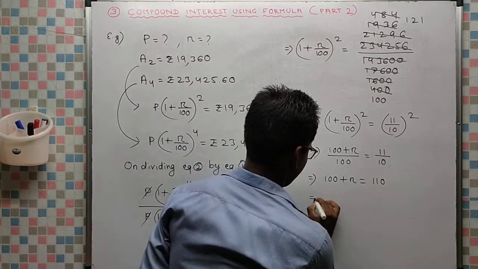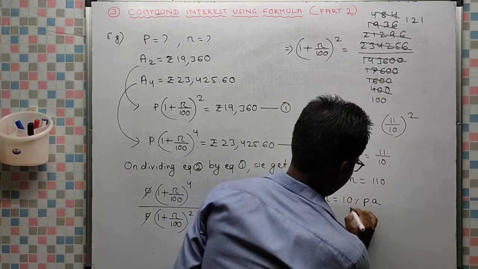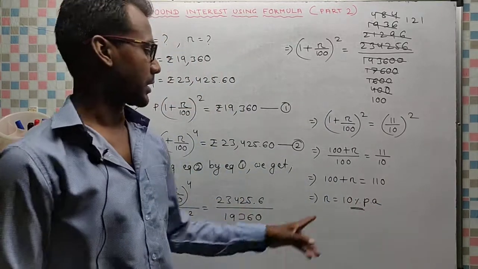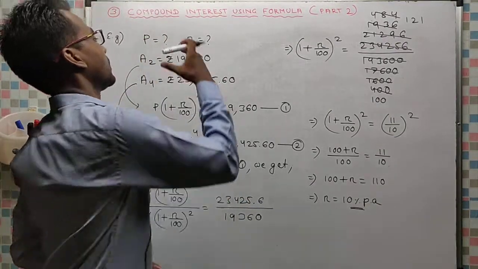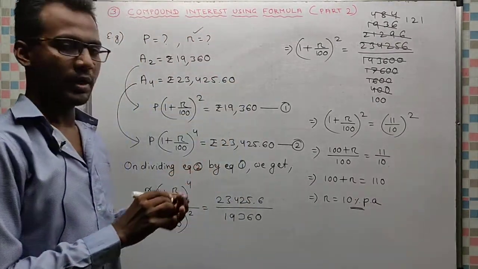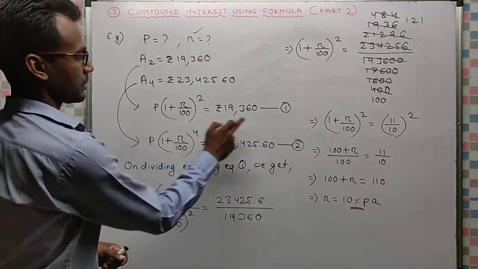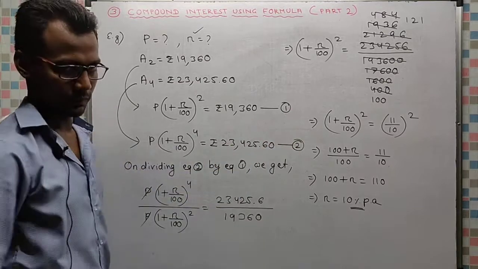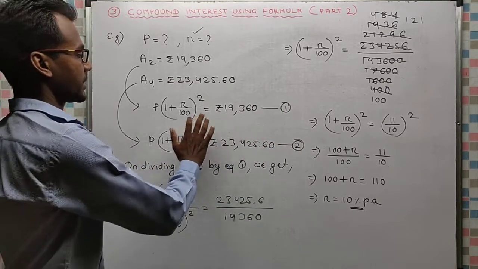So clearly R is 10% per annum. Okay, so the rate of interest we got is 10% per annum. This is over. Now our next target is the principal. We can get the principal from equation 1 or from equation 2. This is better, this is the smaller value. Let us take this one.